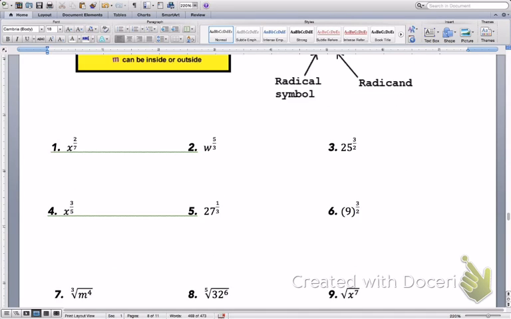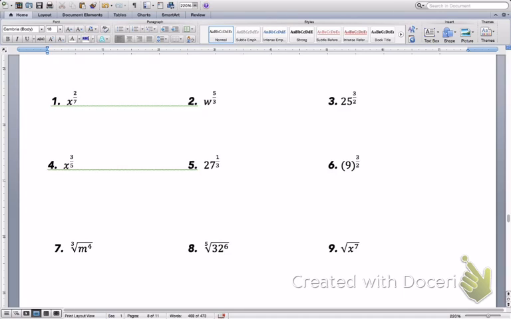We're just going to convert these into radicals or into fractional exponents based on how they're starting off, and we're going to evaluate everything. So for this first one, this is x. The root is a 7th root because we have a 7 on the bottom. Just like a tree, the roots are at the bottom, to the power of 2.